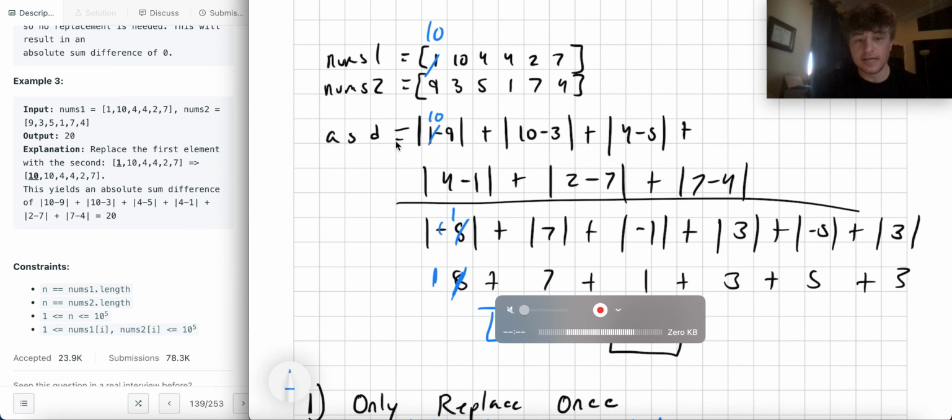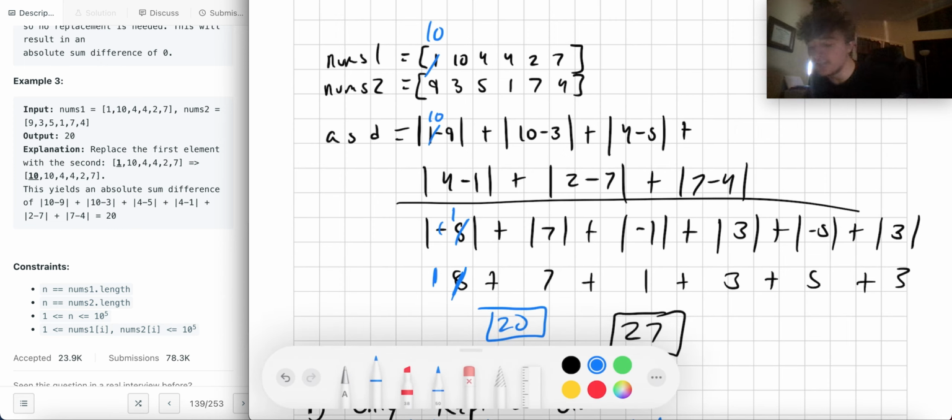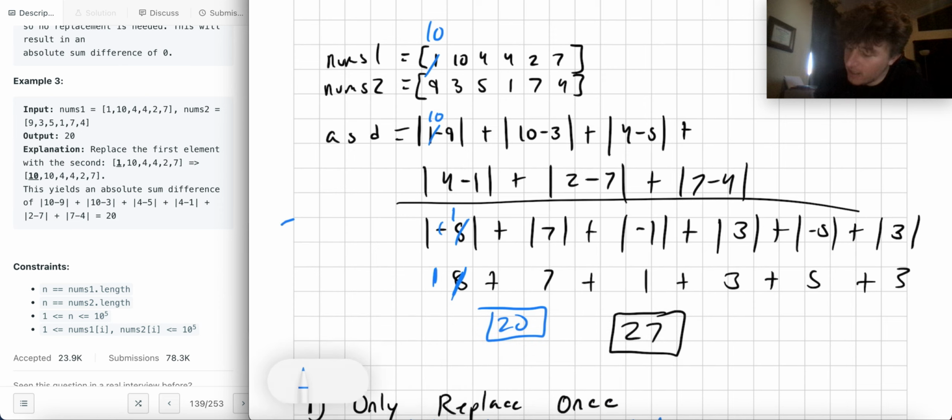I pre-calculated this ASD value. Although it was 8 before, if I say this 1 minus 9 is no longer the case, I subtract out the 1 minus 9, and then what do I add in instead? I add in the 10 minus 9. That's all I did here.